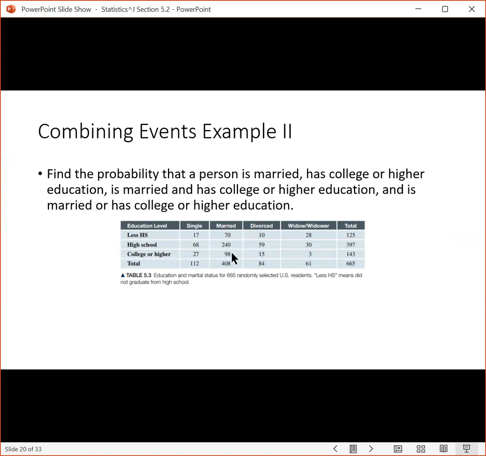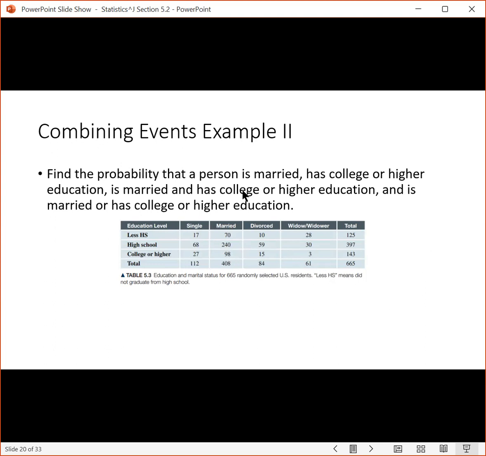And so that's just going to be this, right? These people are married, but they do not have college or higher. These people are married, but do not have high school or higher. These people are college or higher, but they're single. The only people that meet the criteria of being married and having college or higher education is this box here, which is 90. So we get 98 out of 665.